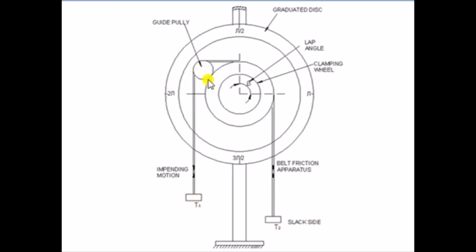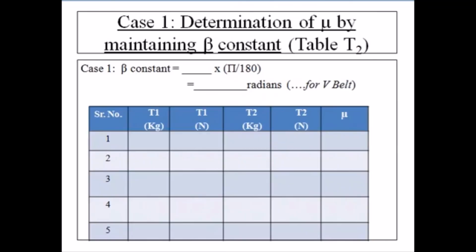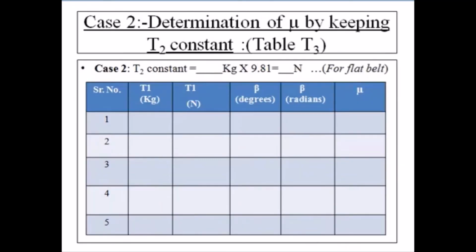you can see that T1 is here and T2 is here. We have fixed some angle beta, let it be 60 degrees. Let T1 be 0.5 kg, as I have taken in this example, and then we will keep adding weights on T2, until this belt slides over and starts moving to the right side.